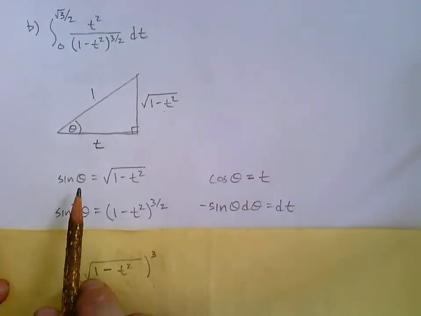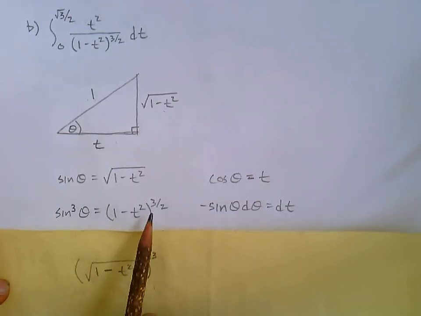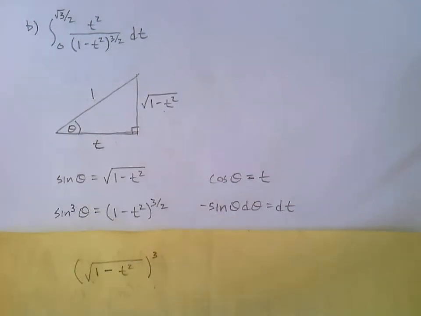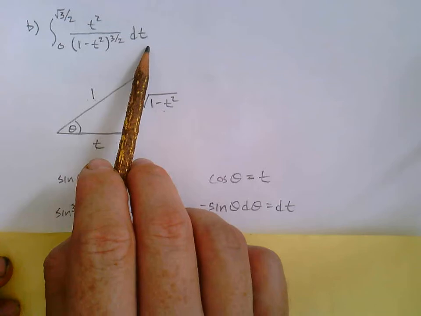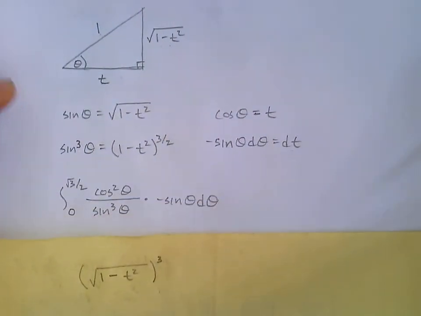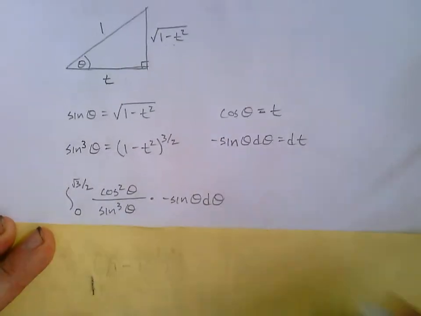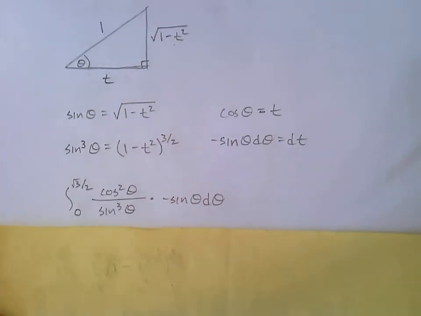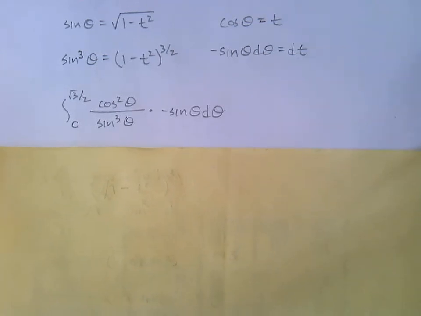And hey, you know what? It looks like I went ahead and did the cube, so I could see that happening already, that this will be the cube of sine. Okay, all right. Maybe not necessary, but we got there anyway. So we've got cosine squared theta, sine cubed, and then negative sine theta d theta. There's our integral right here. Okay, I think I can probably get rid of this now. And it's that definite integral from 0 to root 3 over 2.